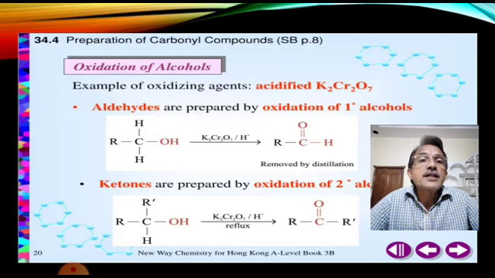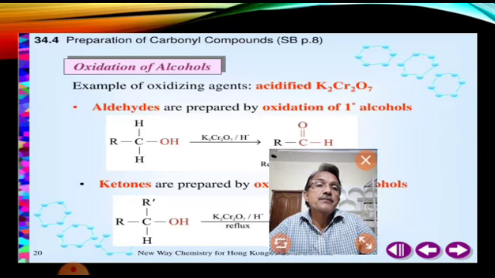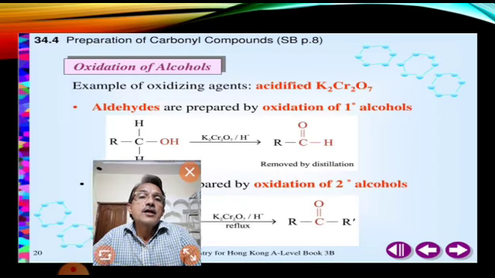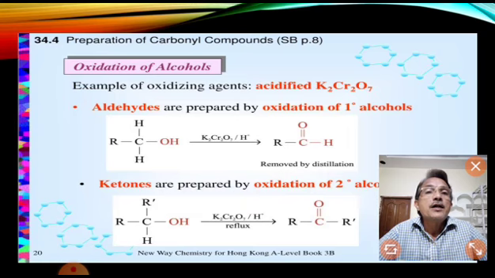Second method is oxidation of alcohols. By the process of oxidation of alcohols, we can also prepare aldehydes and ketones. Only the thing is that to prepare an aldehyde, a primary alcohol must be taken to oxidize, and for ketones, a secondary alcohol must be taken. Example of oxidizing agents: acidified potassium dichromate.